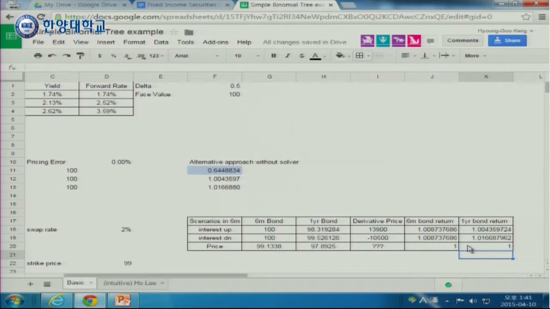They are the same, right? It should be the same because it is the risk-free rate for the next 6 months, and it is given, so it is constant. But for the 1 year bond, if interest rate is up, then my return from the bond is lower, because the bond price goes down. And if interest rate goes down, my next period bond price is up, so my bond return is higher. Okay, so this is return.